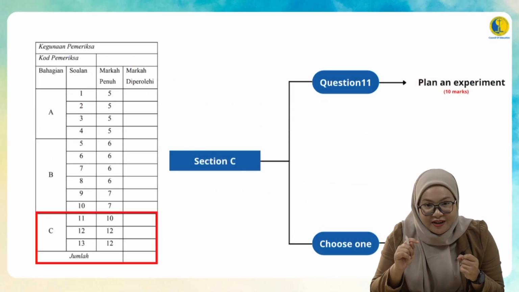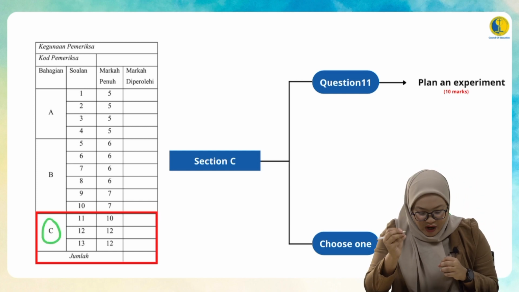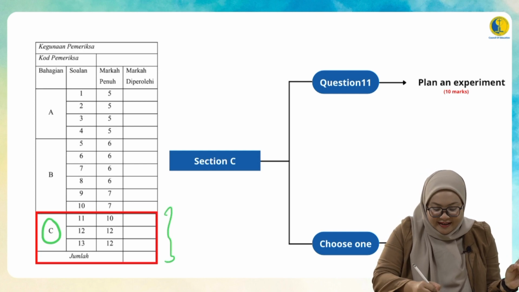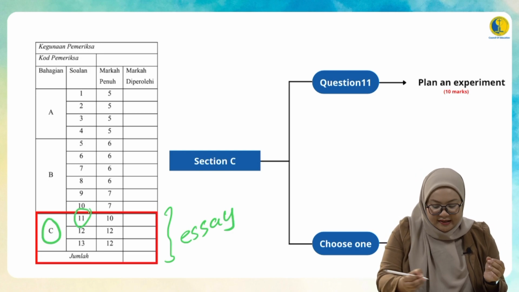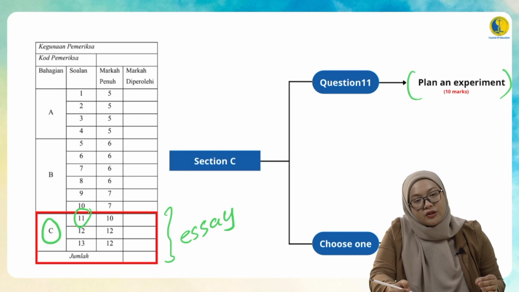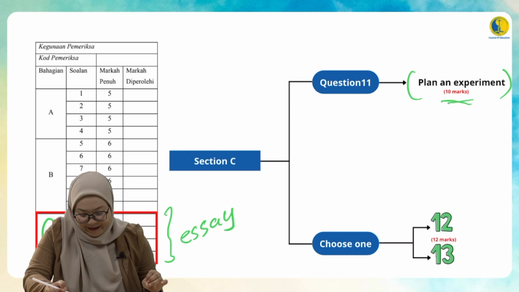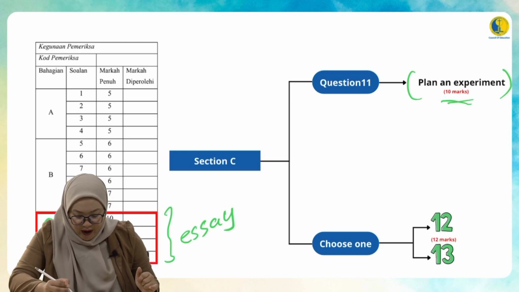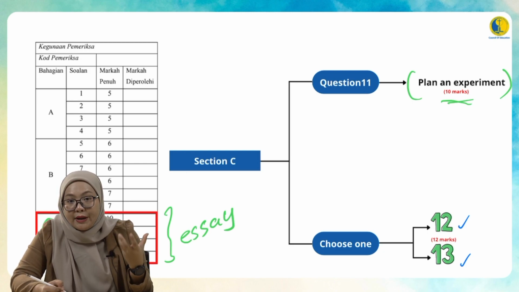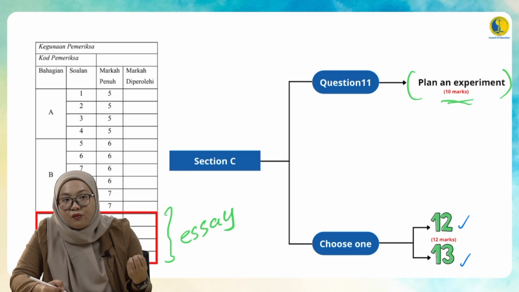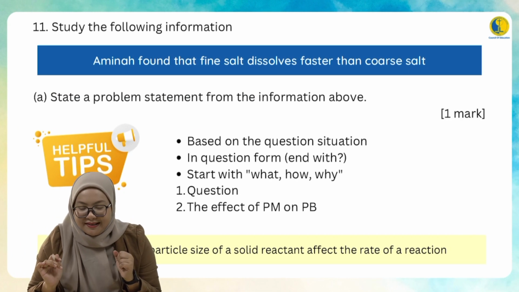Now, in this video, I'm going to focus on the answering technique of questions on Section C. To put it simply, these are essay-type questions. I'm going to focus on Question 11, which is the compulsory question, planning an experiment, worth 10 marks. Just for your information, for Question 12 and Question 13, you have to answer only one. These are also essay-type questions, but they are not experiments. Okay, let's have a look at the questions.